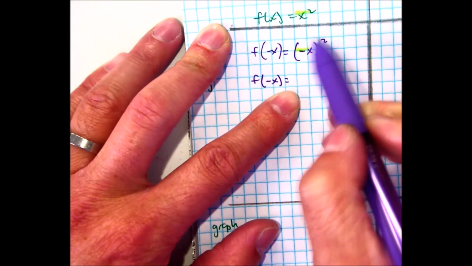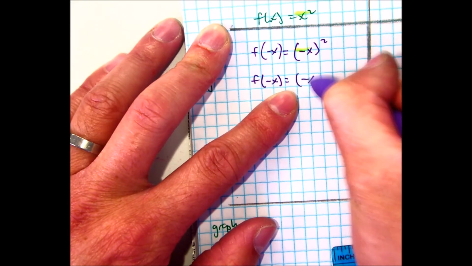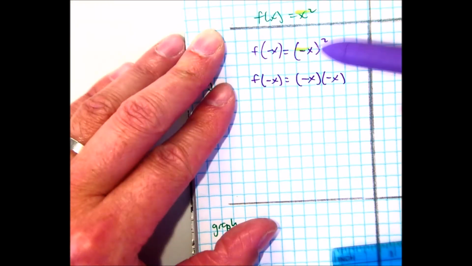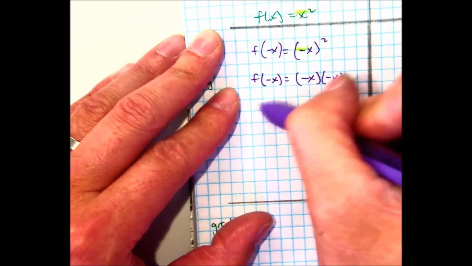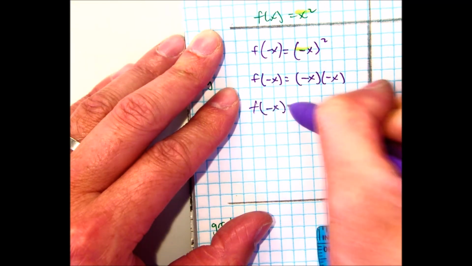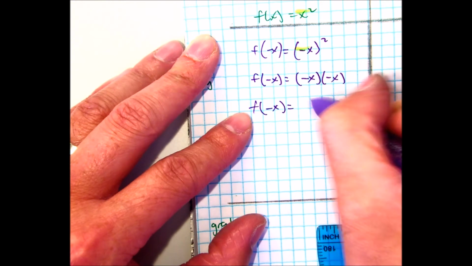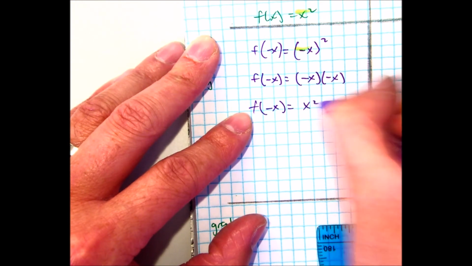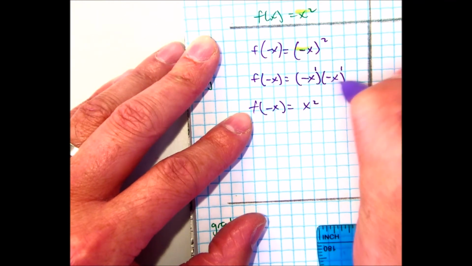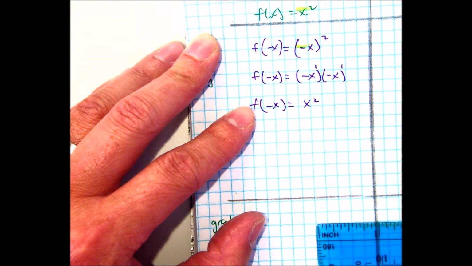So on this side, that means it's negative x times negative x, right? That's what negative x squared means. So class, what's negative times negative? Positive, and x times x is x squared, right? When you're multiplying the same base, you add the exponents.